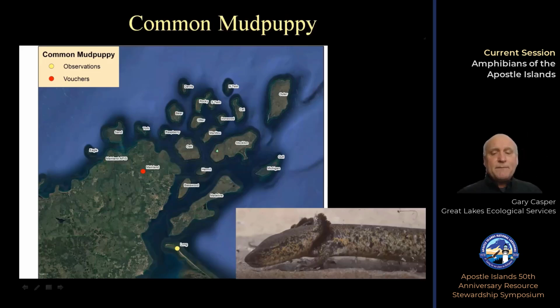The common mud puppy. This one is completely aquatic, and it's found in the Big Lake. Fairly well known in the Ashland Bay area by ice fishermen who occasionally hook them. And one once washed up on the shore on Long Island, hence the one dot here. But other than being in the Big Lake, this species is not really a component of the amphibian community on the island's terrestrial and wetland habitats.